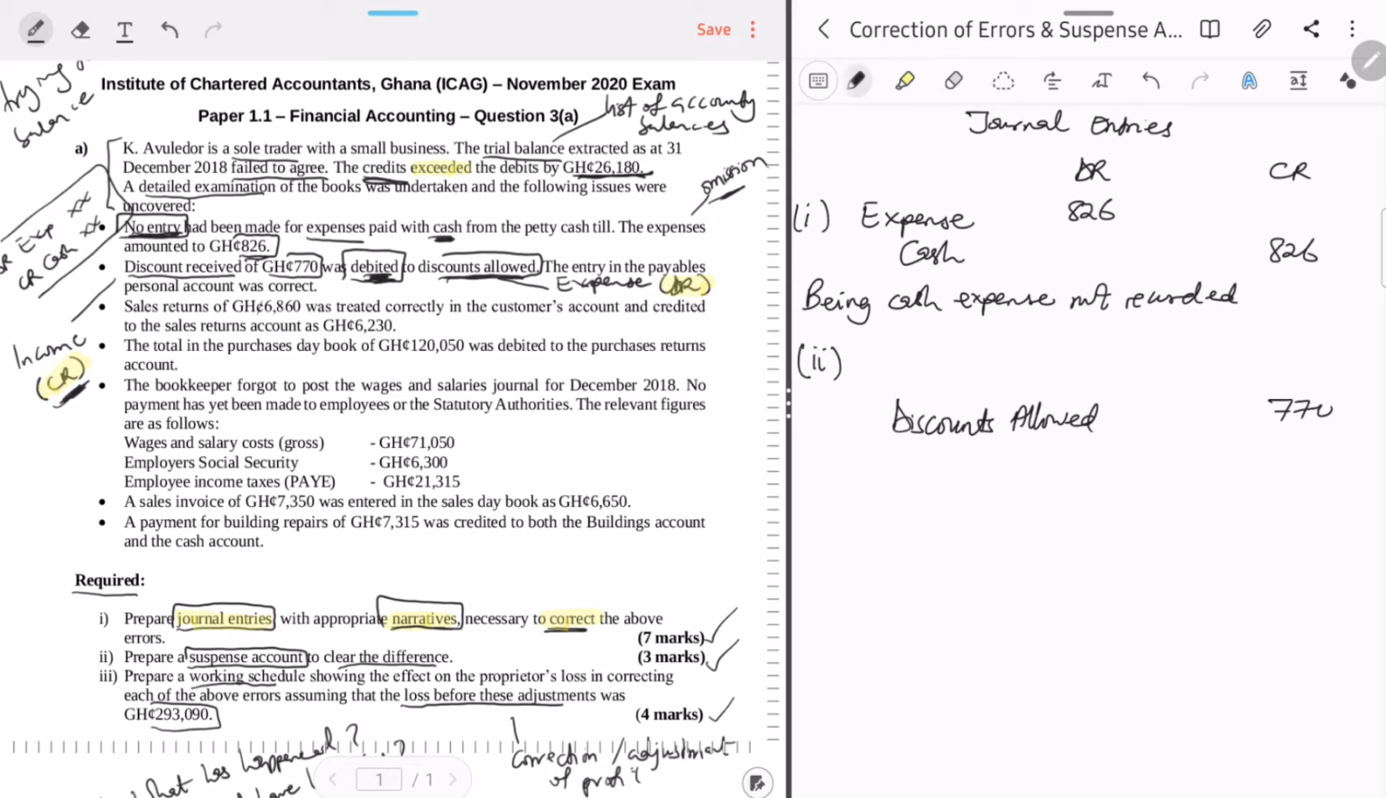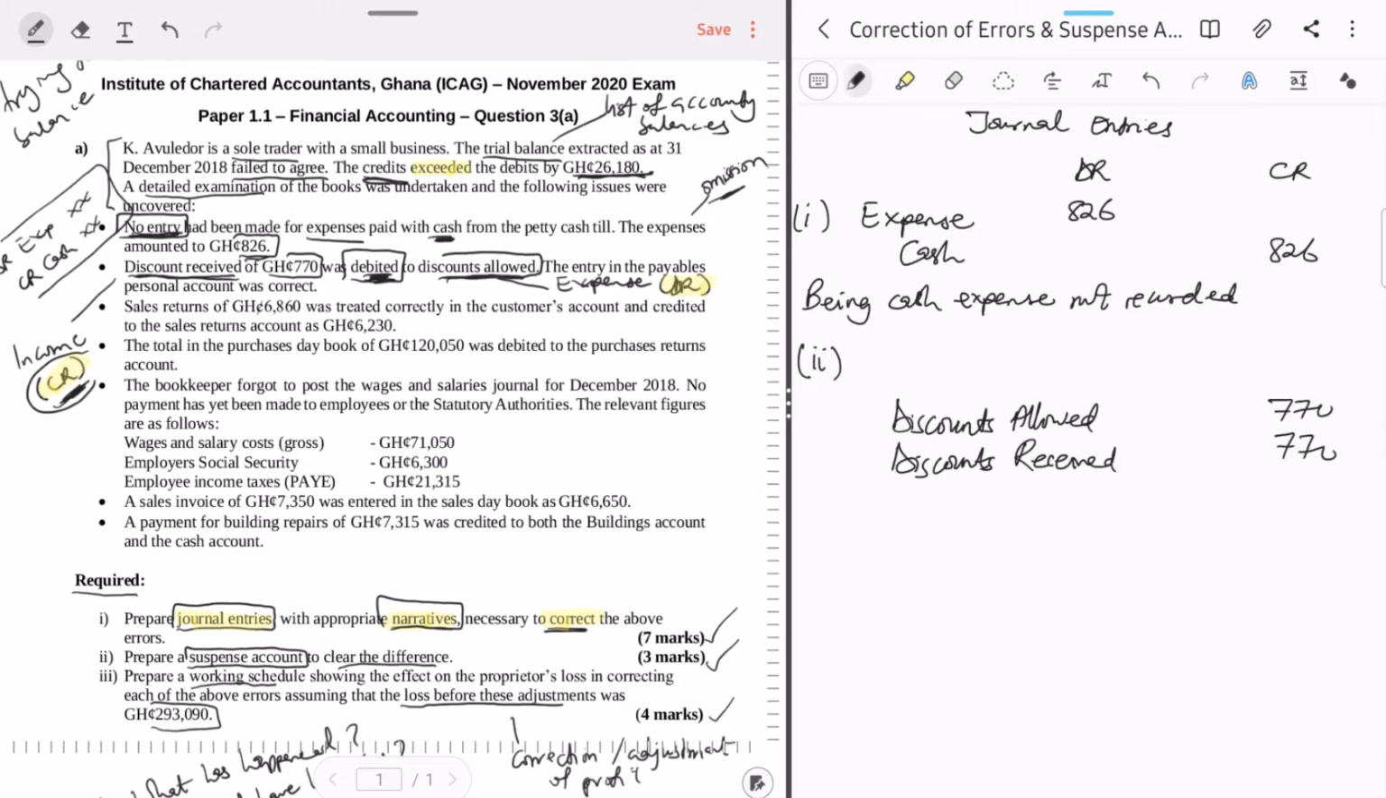So now I need to do the right thing. What is the right thing? Remember I said discount received will have a credit balance. So now I need to actually make the proper entry, which is to credit discount received. So I credit discount received with 770. Now you can see that something funny has happened here. Both of them are on the credit side. So what goes to debit? You can see I've kept you in suspense.